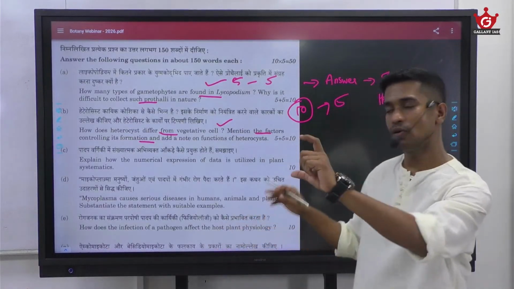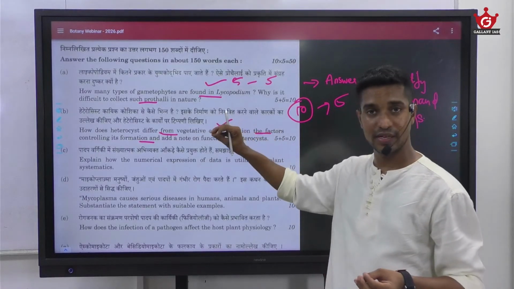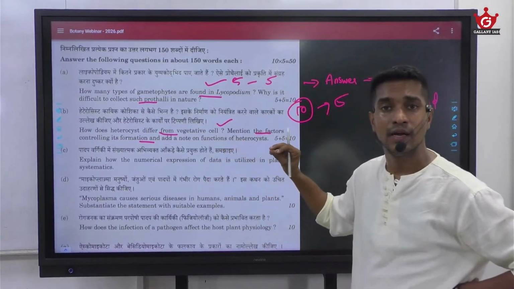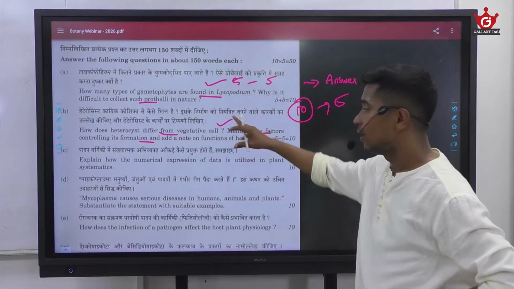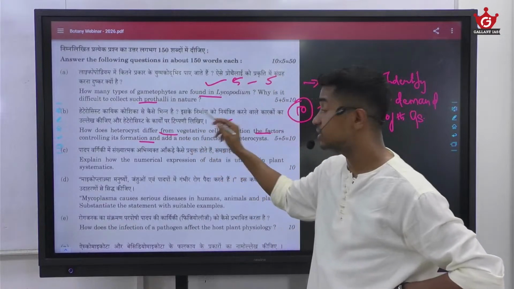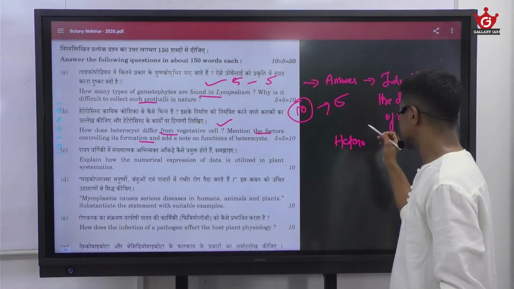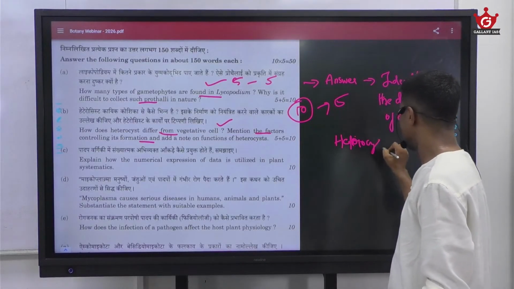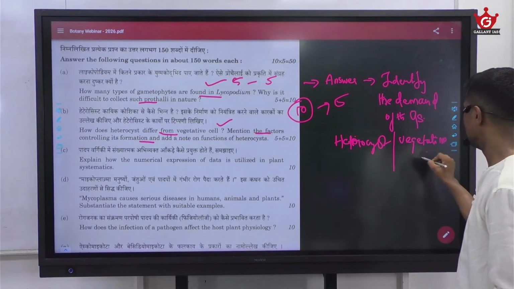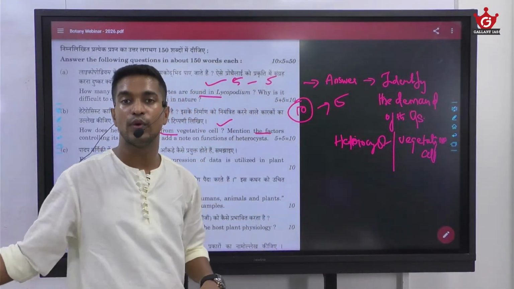Okay, so here also you have to identify the demand of the question. This is a 10-mark question, and this question has 2 to 3 parts. Okay, to score well in this question, you have to address the demand of the question. So the first part is how does heterosis differ from vegetative cell. In the first part, you have to differentiate between the heterosis cell and the vegetative cell. So you have to give the differences between the heterosis cell and the vegetative cell.